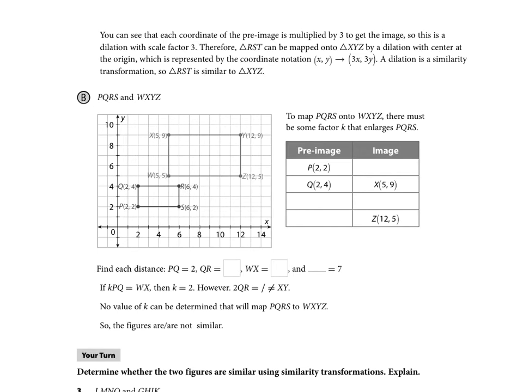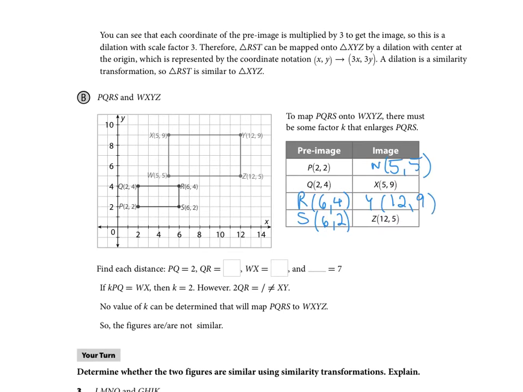So in part B here, we're going to expect that if we go from the little rectangle PQRS to rectangle WXYZ, then we would expect that scale factor to be the same throughout. So let's first of all go ahead and fill in the values here that are missing. We have point R, which is the point (6, 4). We have point S, which is the point (6, 2). We have the point W, which is (5, 5). And we have the point Y, which is (12, 9).